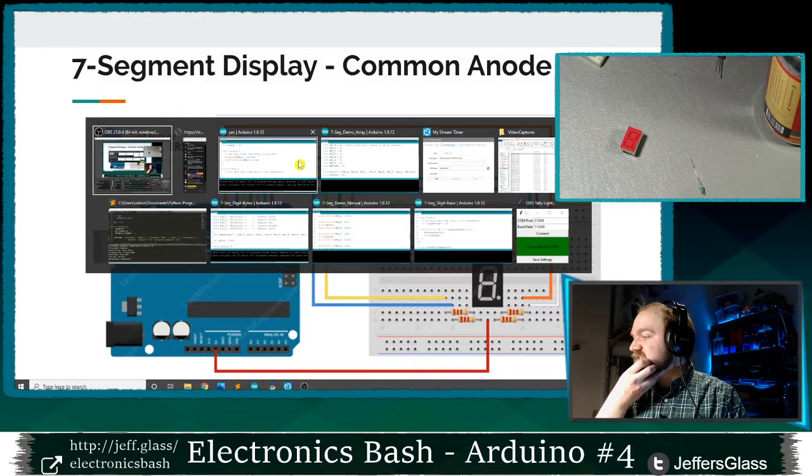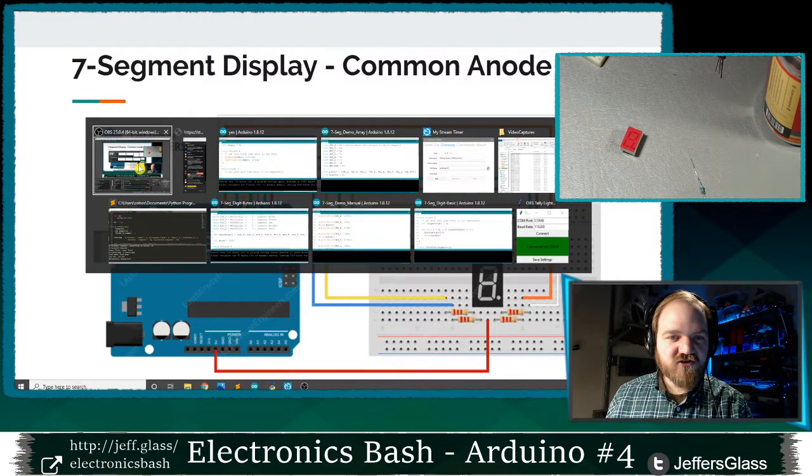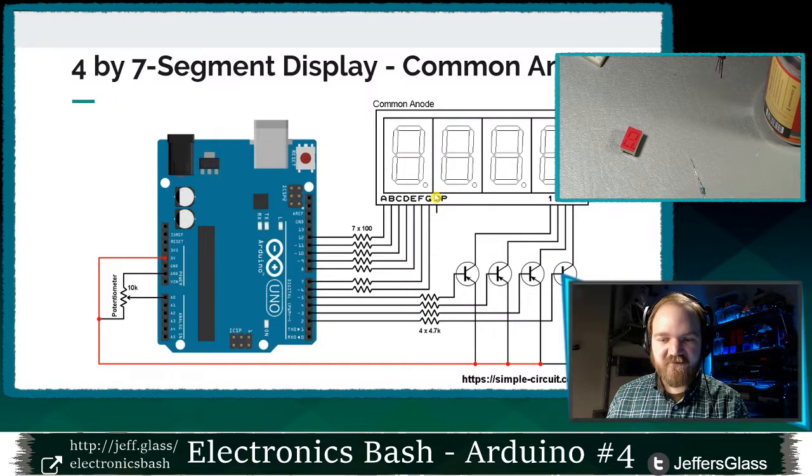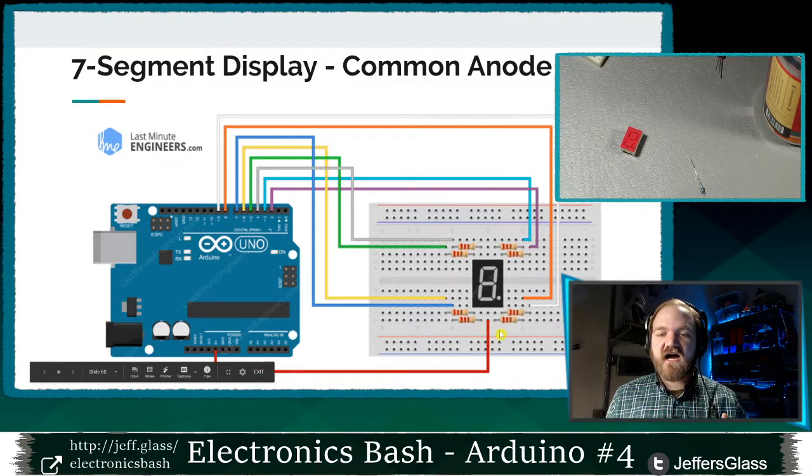Michael says, mine is common ground. How would the wiring be different? Yeah, I will certainly show you. I don't think I have the diagram available, but the gist of it is this. The only change is that this common point, instead of being tied to 5 volts, is going to be tied to ground. There'll be some code changes as well, but your common point, your center pin, instead of 5 volts, you'll tie it to one of your ground pins.